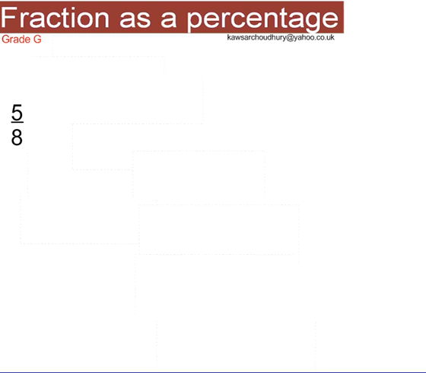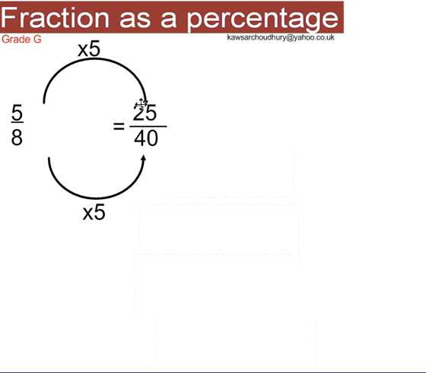Another example, 5 over 8. Again, very tricky to turn that exactly into 100, because I don't know what number to times it by to get it into 100. So what I do, I turn it into the nearest number I could think of, which is 40. 8 times 5 is equal to 40. So I have to do the same to the top. 5 times 5 is 25. So 8 times 5 is 40, 5 times 5 is 25. So now I've got 25 over 40.